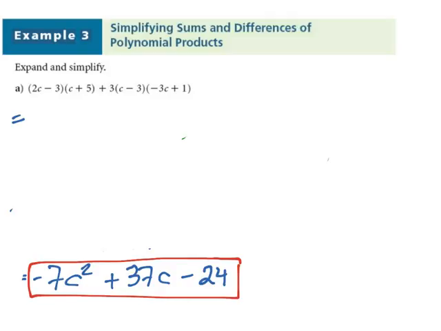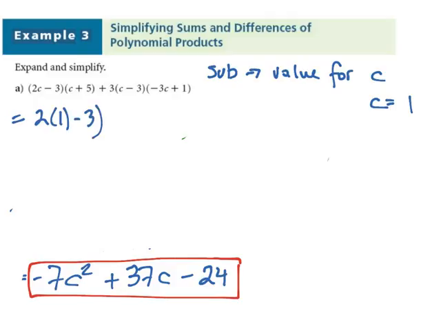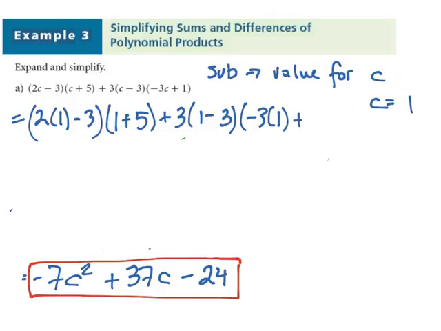So what we're going to do is we're going to substitute a value for c. Usually that value will be 1. So let's substitute that in. So 2 times 1 minus 3, bracket 1 plus 5, plus 3, bracket 1 minus 3, negative 3 times 1, and plus 1. And see what we'll get.